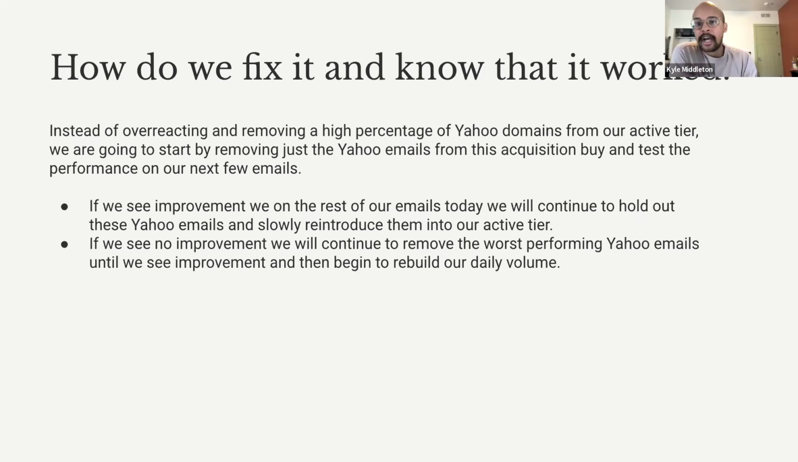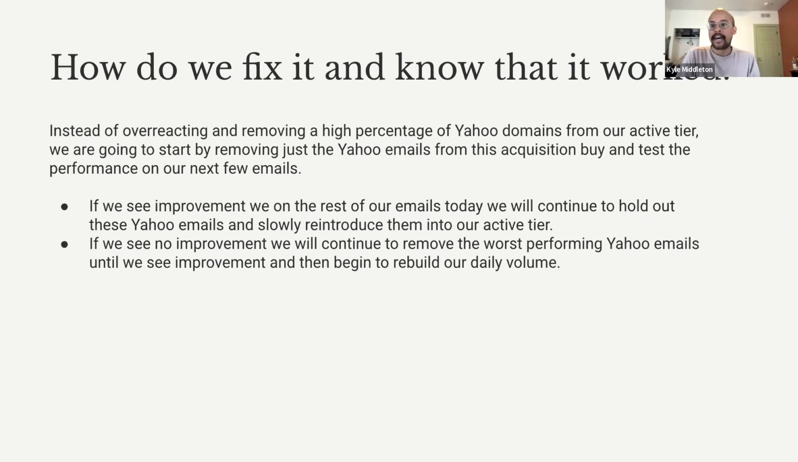Oftentimes too in deliverability issues, I will see that people overreact and remove a high percentage of the problem domain because they think that shrinking the audience is going to help with their deliverability. And that's not necessarily a wrong way to think about it. But if you cut too much of the audience and actually shrink your daily volume much lower than what you're doing, it can also have the same kind of adverse effect.